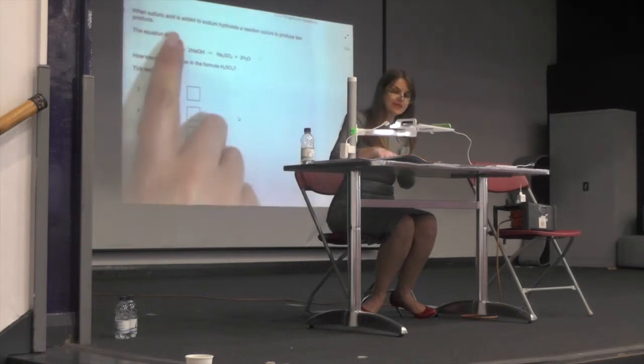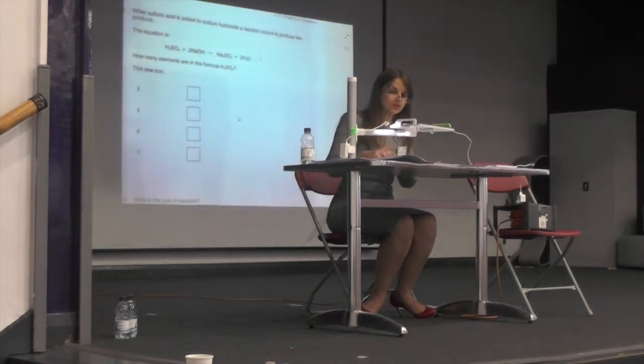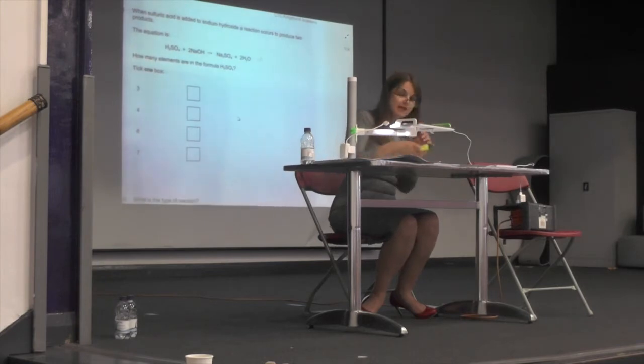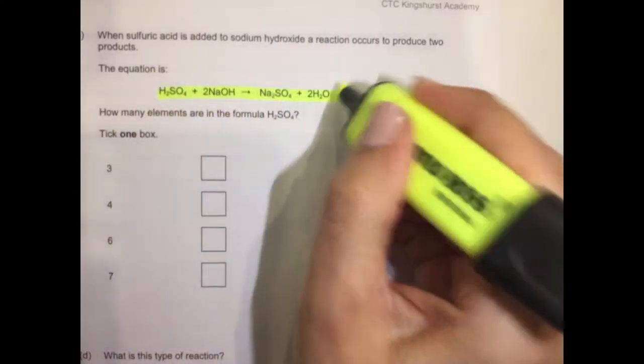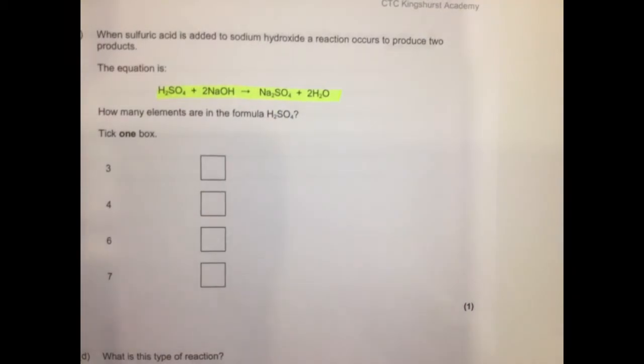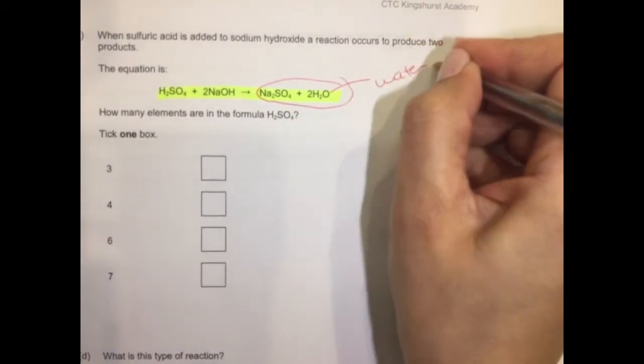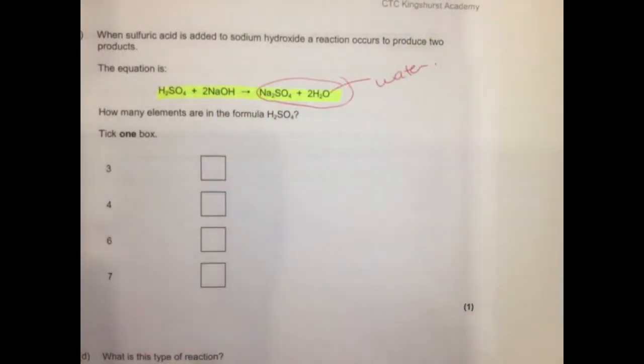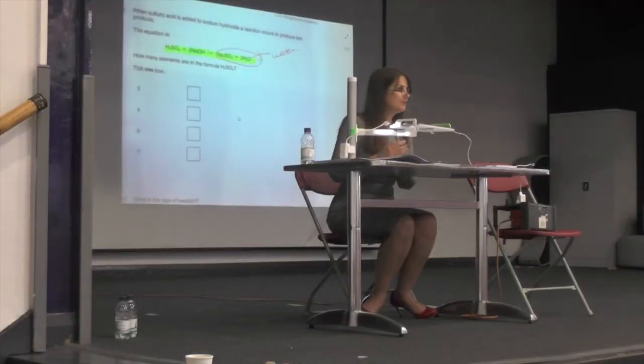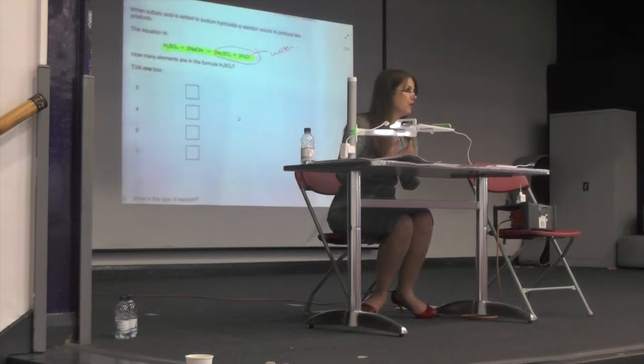When sulfuric acid is added to sodium hydroxide, a reaction occurs to produce 2 products. We've got our reaction here, and these are the products here. This one, H2O, is water. So we need to know what this one is. How many elements? Elements are substances that contain all the same particles, and they're all on the periodic table. Miss, can you just choose somebody for this one, please?